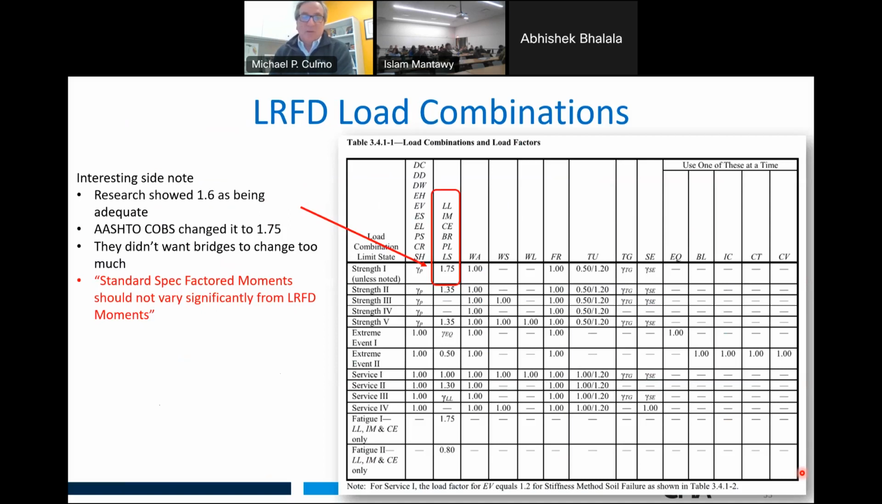But the AASHTO Bridge Committee, they're very conservative and decided they didn't want bridges to change too much. So they recommended using a load factor of 1.75. So it's important to understand the actual load factor for live load has a little bit of fluff built into it. It's higher than it mathematically should be. So I just want to point that out.